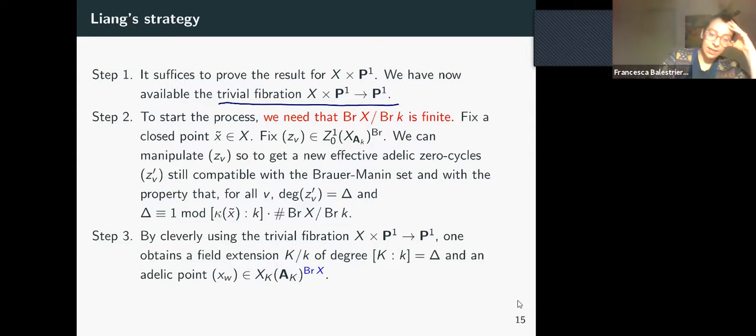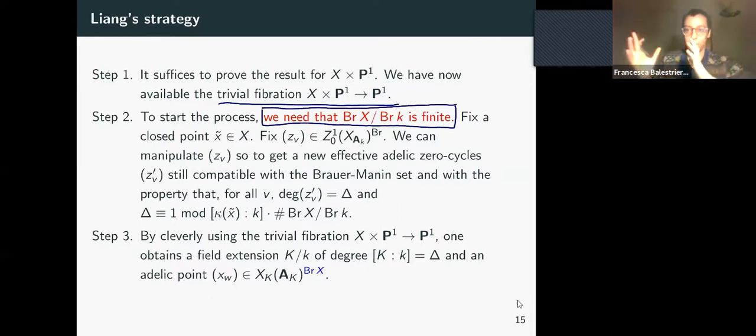And then essentially, you want to start this kind of transfer of knowledge process. And to do that, you really want this quotient of the Brauer group of X, quotiented by the constant Brauer group, to be finite. This is a key thing you want.